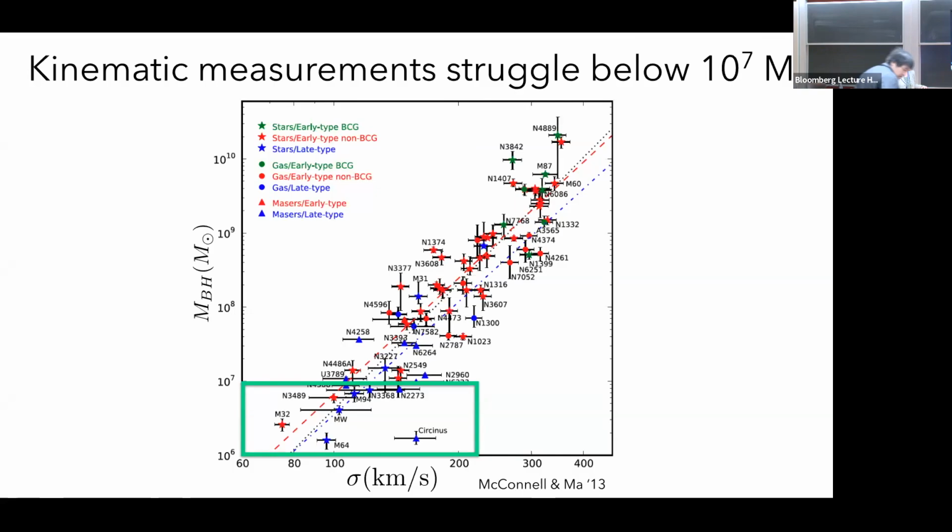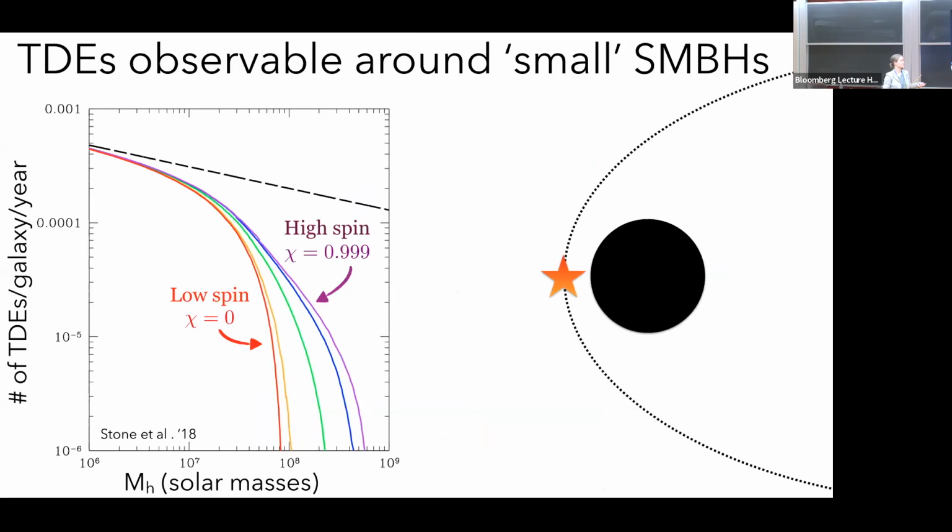And you can see this very clearly if you look at the M-sigma relation using dynamical measurements. This is McConnell and Ma's 2013 relation. And there's just a lot fewer measurements below around 10^7 solar masses. And this is actually where TDEs are preferentially observable.